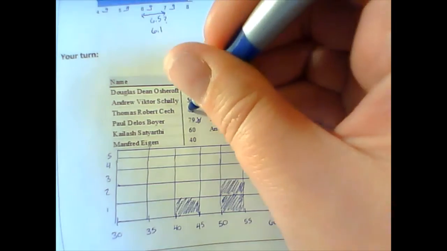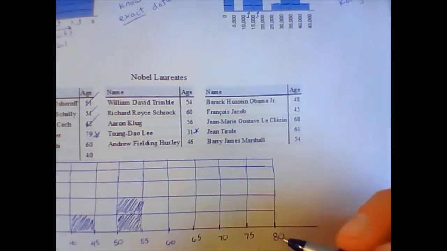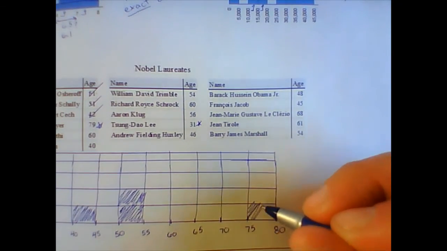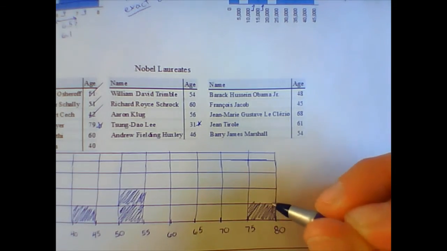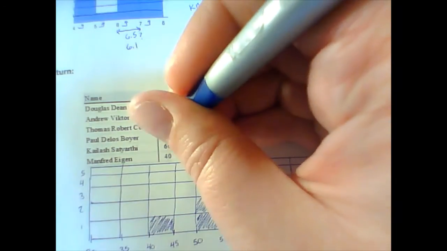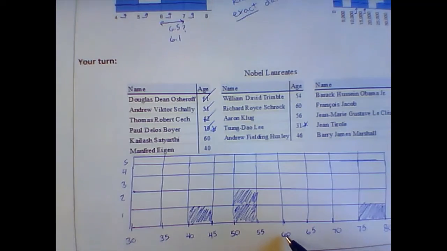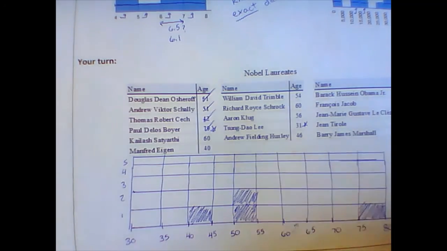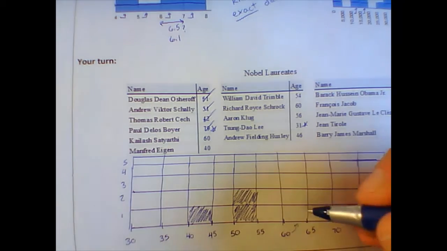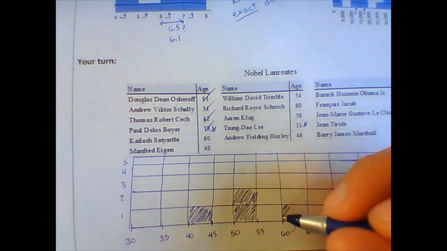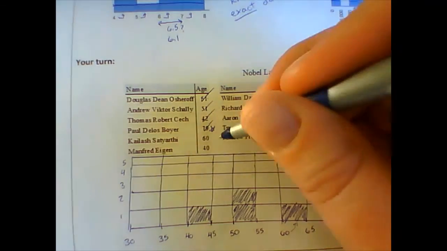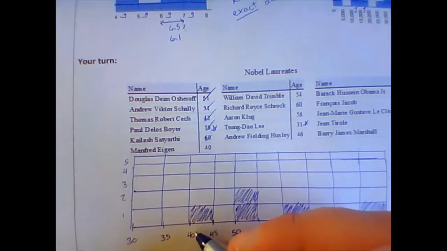42, between 40 and 45. Our 79-year-old guy is way down here between 75 and 80. Cross him off. Now we have an exact number at 60. 60 is going to go into the bin. These are often called bins on some of the spreadsheet programs. In the bin to its right, just to the right of it.